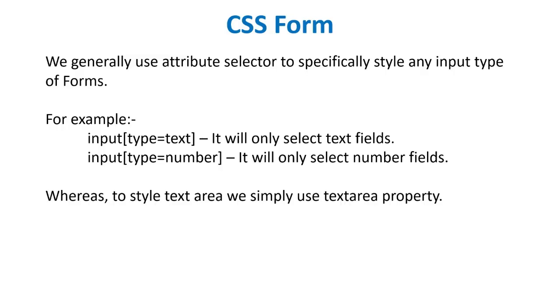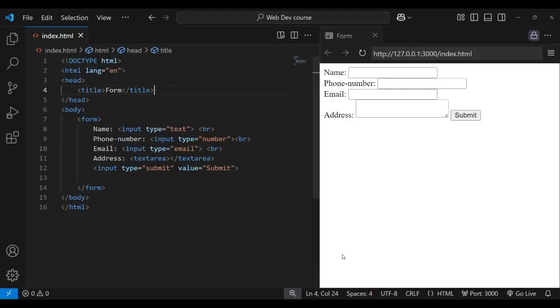CSS form. To style a CSS form, we generally use attribute selectors to specifically style any input type of forms. For example, input type equals text will only select text fields. Input type equals number will only select number fields. Whereas to style a text area, we simply use the textarea selector. Let's see a quick demonstration.